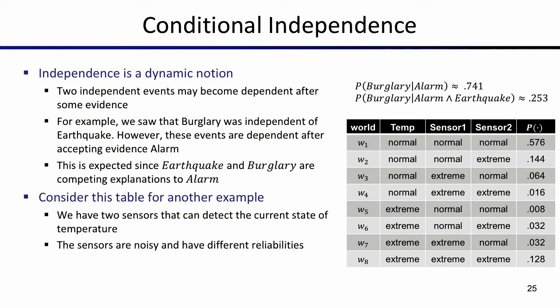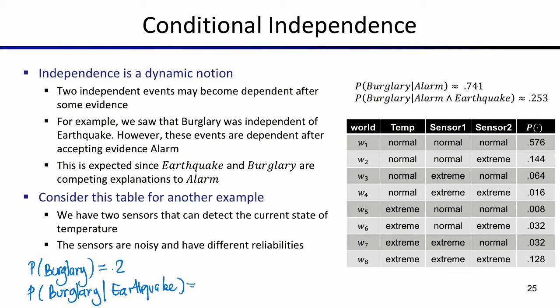We saw a few slides ago that burglary was independent of earthquake. So we saw that the probability of burglary was equal to 0.2, and we saw also that the probability of burglary given earthquake was also equal to 0.2. So burglary and earthquake are independent of each other.